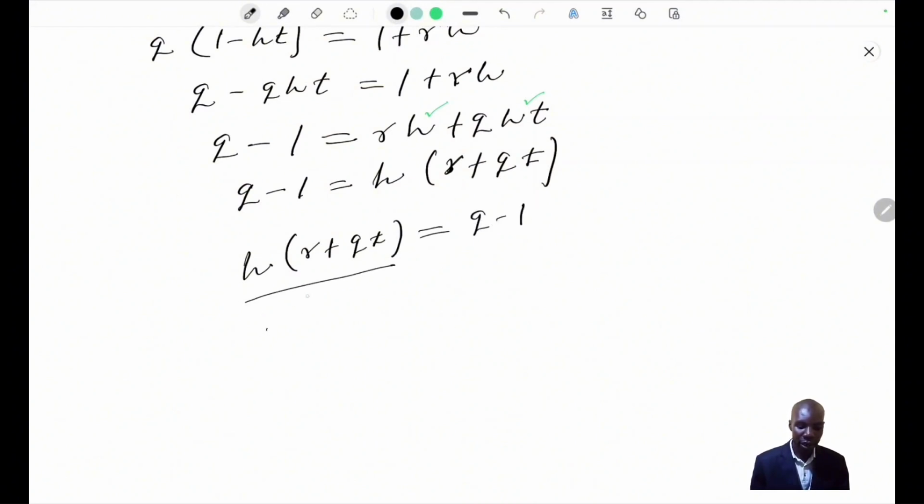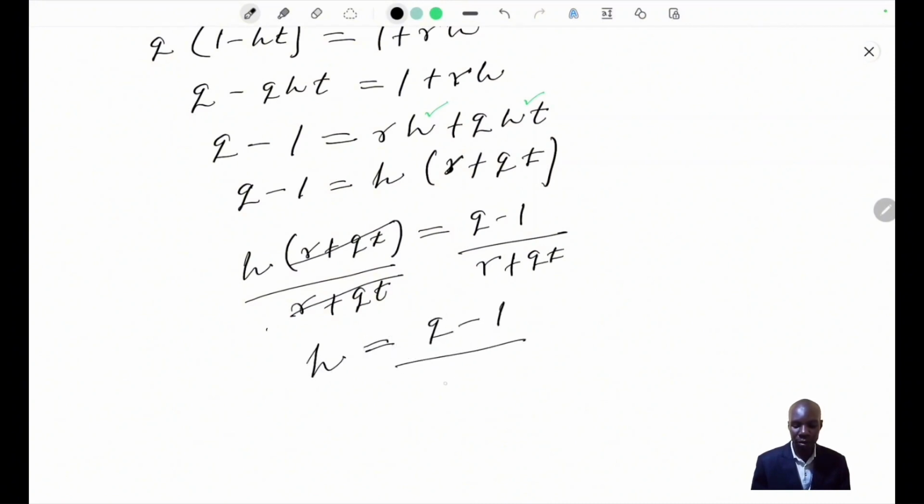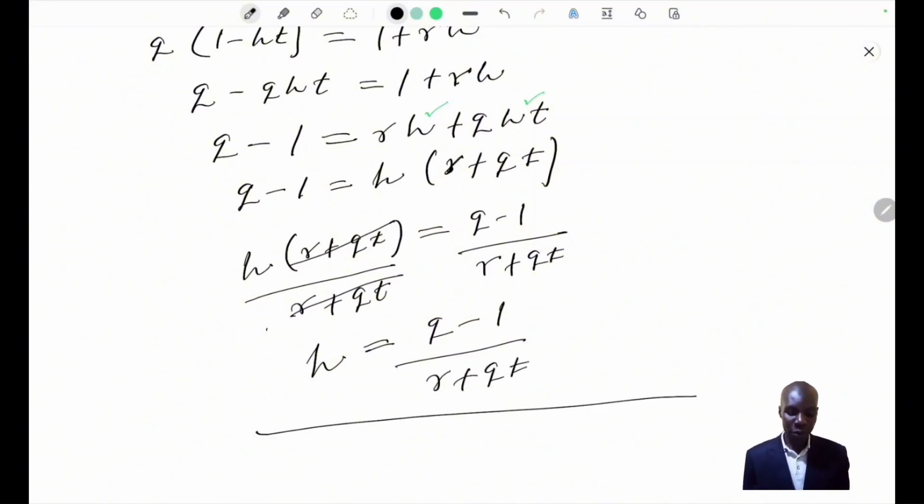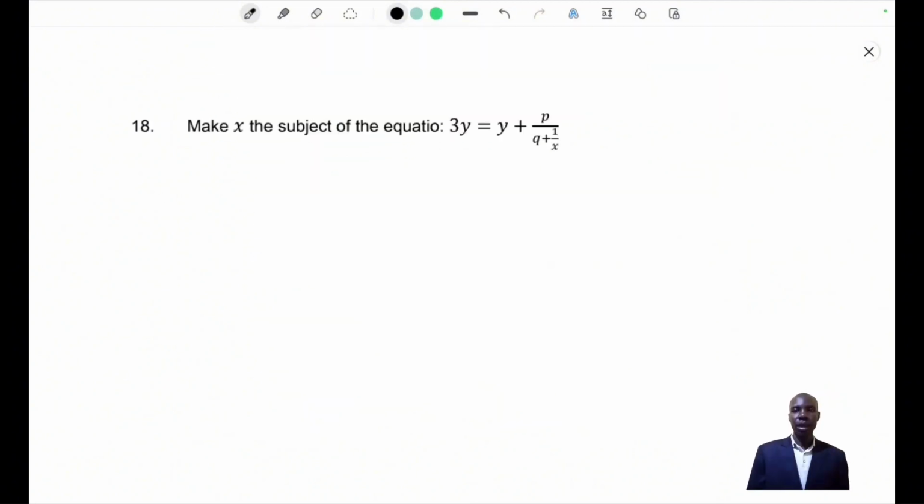So for H alone, we divide both sides by R plus QT. This one will cancel out. Then we'll be left with h equals q minus 1 over r plus qt. And that is how to make h the subject of that formula.